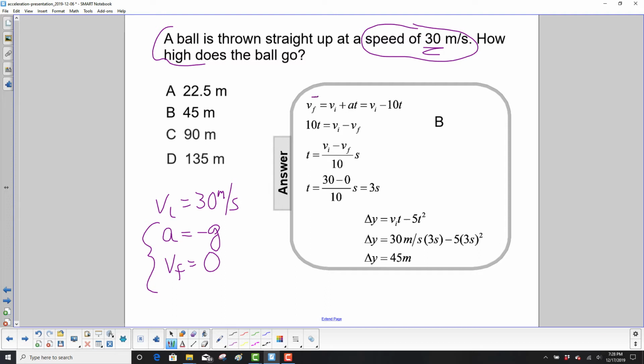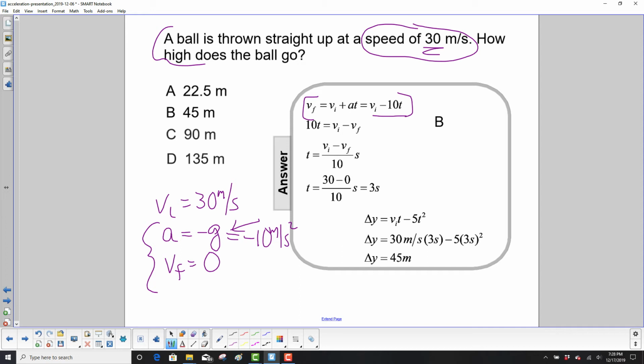We start with the first kinematics equation. Vf is equal to Vi plus At. And what's the acceleration? Well, it's due to gravity right here. So we substitute in negative g for A, and actually we go one step further because what's g? It's going to be negative 10 meters per second squared. So we now have Vi minus 10t. We're trying to solve for time here, and I'll show you why in a second.